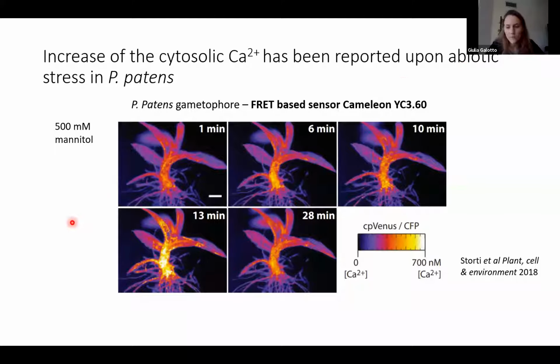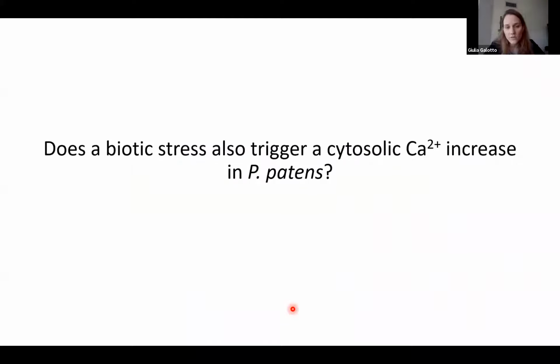This is work that has been done by Storti et al. They show that when we treat Physcomitrella patens plants with 500 millimolar mannitol, there is a burst of calcium at the base of the gametophore that then propagates to the whole gametophore. These are Physcomitrella patens plants that express the FRET-based sensor Yellow Cameleon. So while we know that an abiotic stress triggers a cytosolic calcium increase in Physcomitrella patens, we still don't know if a biotic stress also triggers a cytosolic calcium increase in Physcomitrella patens. And this is the biological question that our paper addressed.